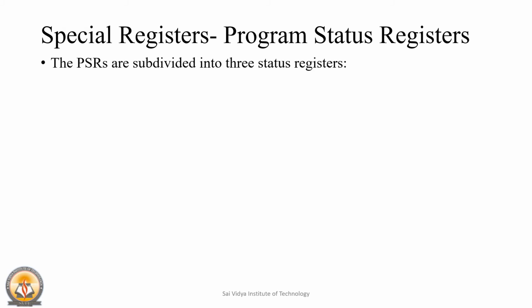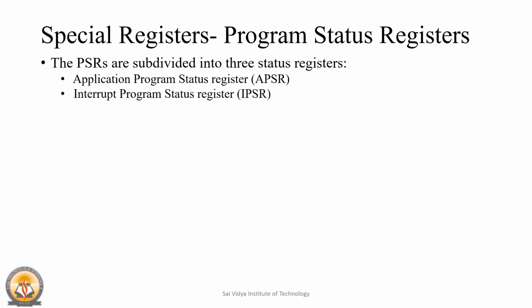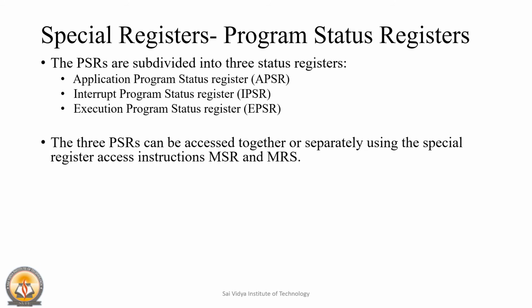This program status register is abbreviated as PSR and it is subdivided into 3 status registers, namely the application program status register APSR, the interrupt program status register IPSR and the execution program status register EPSR. They can be accessed using special instructions, that is the MSR and MRS instructions. So collectively, when we are using all the 3 PSRs, we can abbreviate it as XPSR.